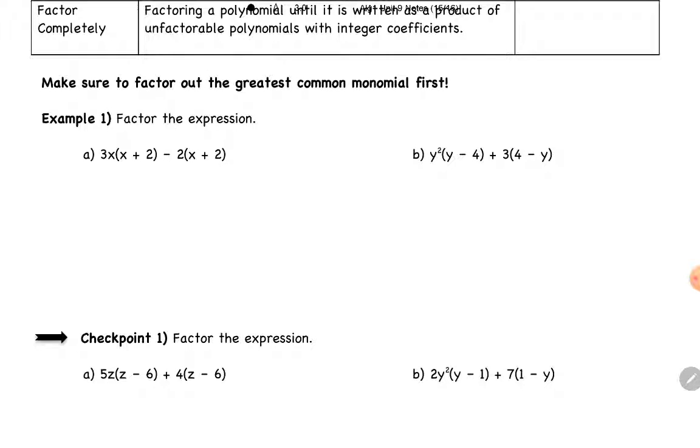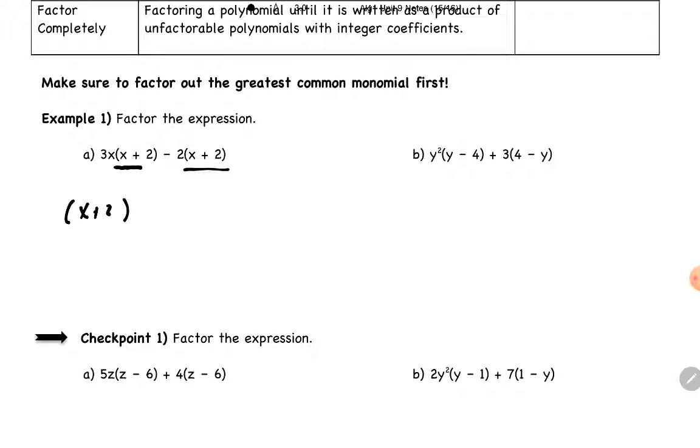So notice here we have 3x times the quantity x plus 2 and minus 2 times the quantity x plus 2. We both see that these share an x plus 2. That means we can factor it out. So let's say this is x plus 2.